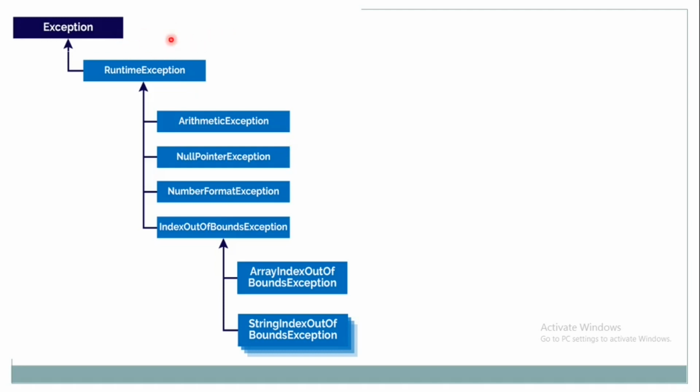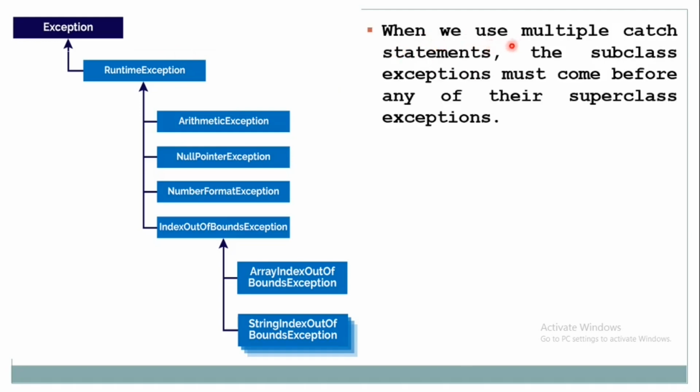Now let us look into the hierarchy of exception. When we use multiple catch statements, the subclass exceptions must come before any of their superclass exception. As you can see over here, let me take a pen. Exception over here is a superclass, and the rest are all subclasses. So what does this statement say? Whenever we use multiple catch statements, the subclass exceptions must come before any of the superclass exception. That is, all these subclass exceptions must come before the superclass exceptions.